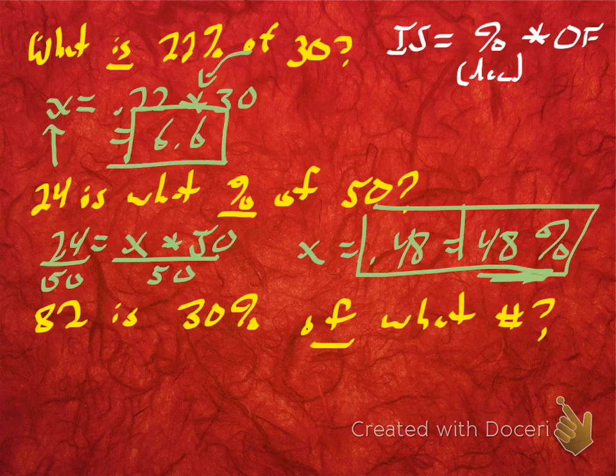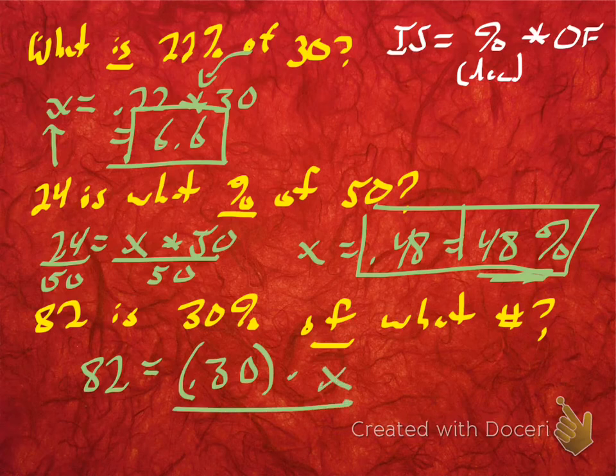Okay, finally, 82 is 30% of what number? So 82 is going to be the equal to. 30% is going to be written as 0.30. The "of" is going to be times, so I'm going to use a dot this time, and the what number is going to be the x. So divide both sides by 0.30.